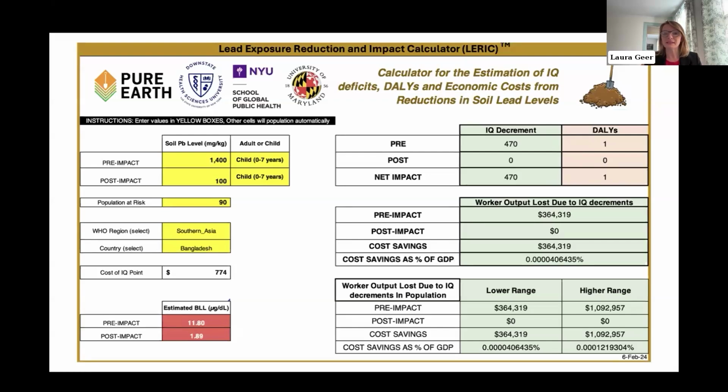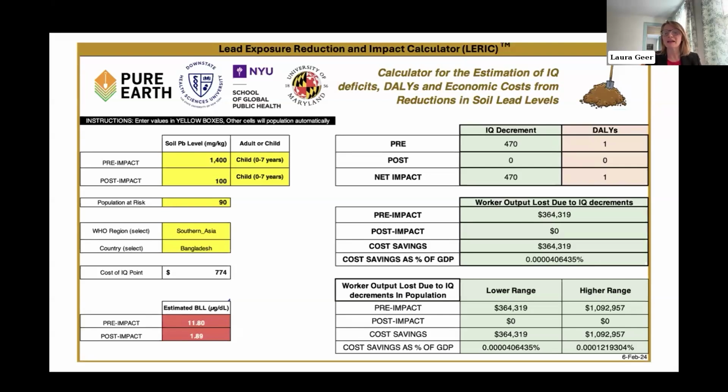So on the left side, you see the yellow boxes where the user inputs the following characteristics about their population of interest, including whether it's an adult or child, the number of individuals in that population or the size of the population at risk, and then below that, the LMIC region or country of interest. So the WHO region and country are pre-populated pull-down menus for the user's convenience. And you'll see below that, once you input either the exposure pathway via soil and dust for the child, or there's another sheet that shows where you can input dietary inputs, you get an estimated blood lead level.